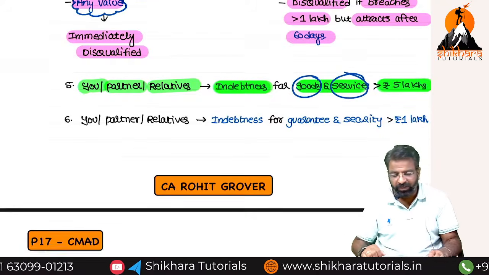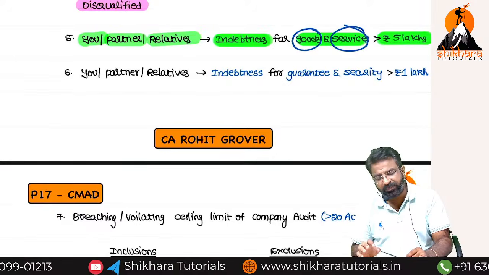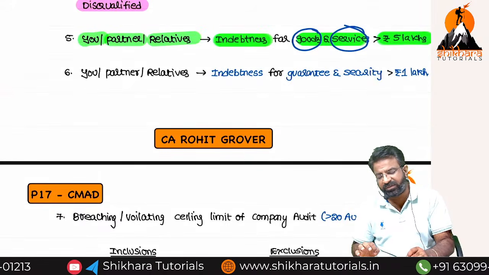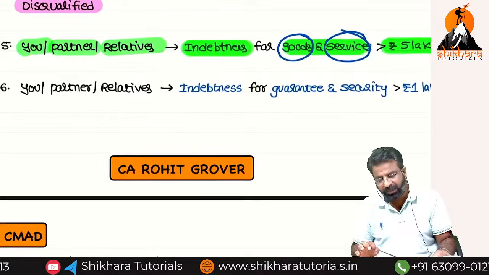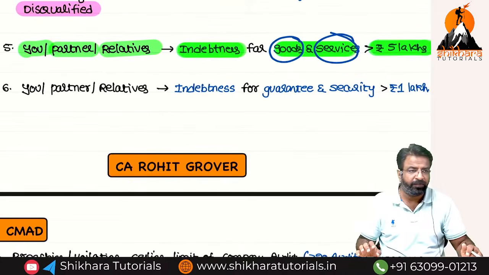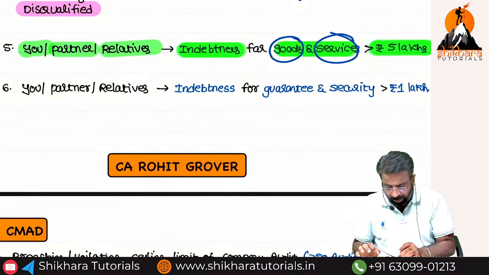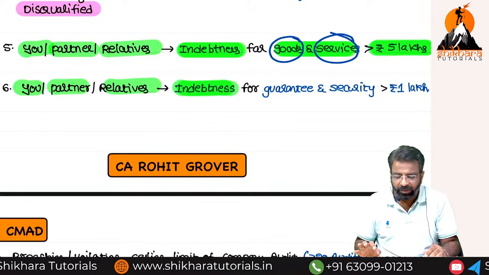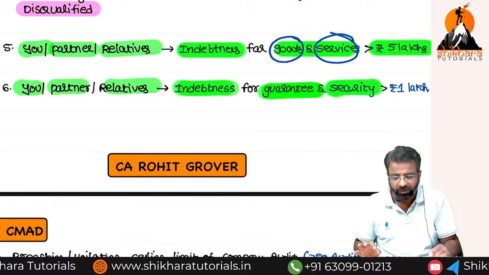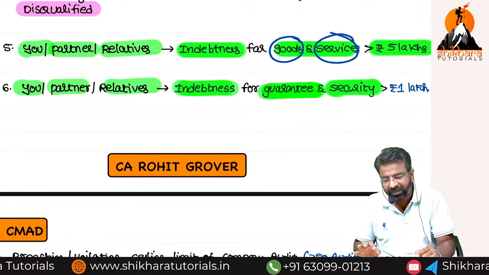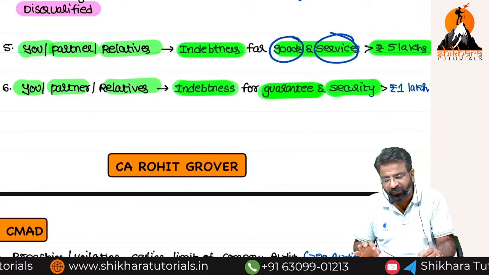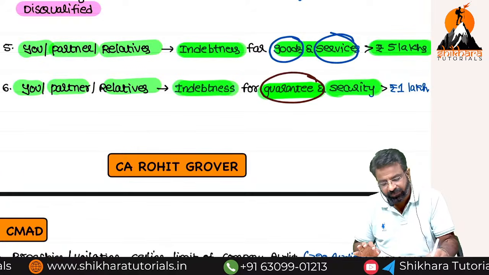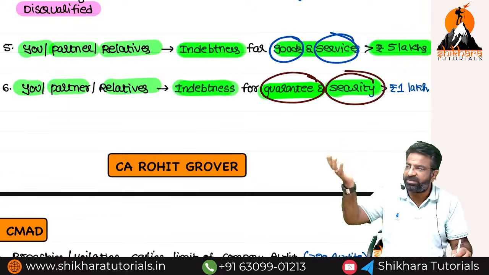And let's do the next one. That next one is very similar to the earlier one. Read both and tell me what difference you are able to get. Now here also you, your partner and relative. Here also what? Indebted. But now for what? Guarantees and security, which makes it different from goods and services. Here it was goods and services. Here it is what? Guarantee.